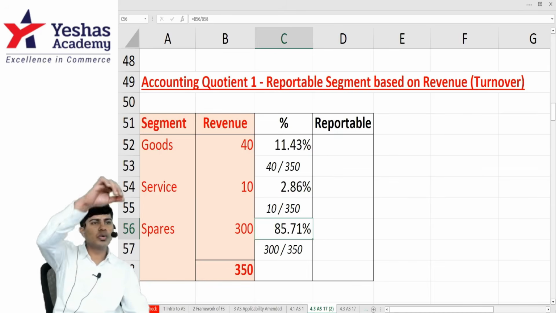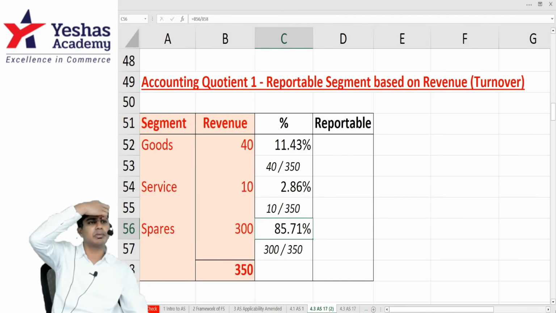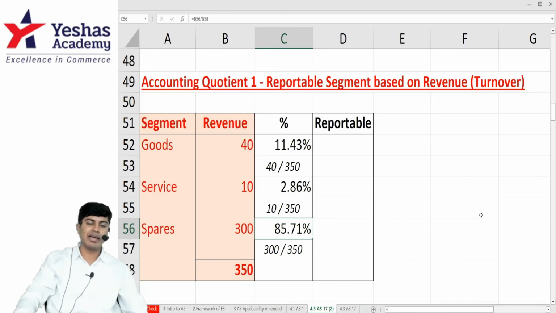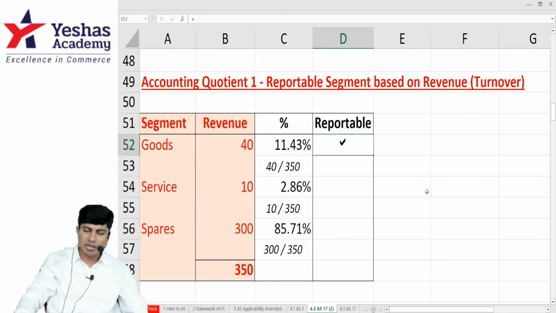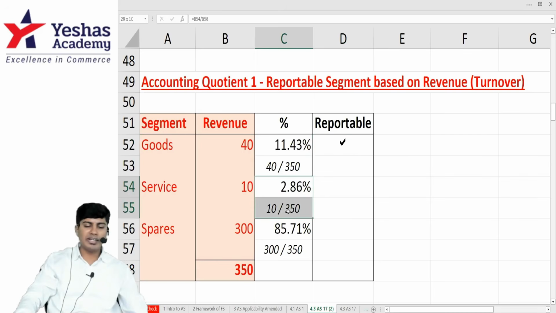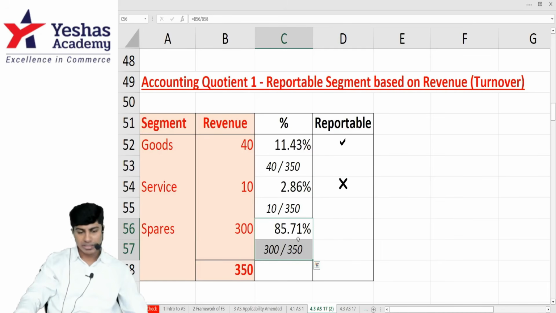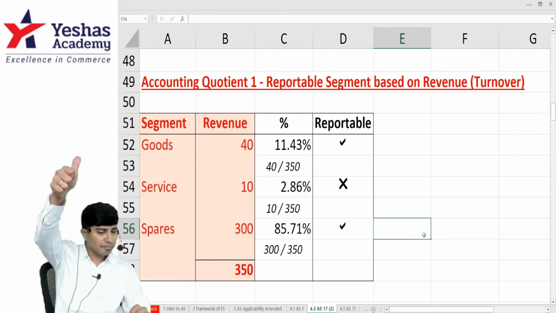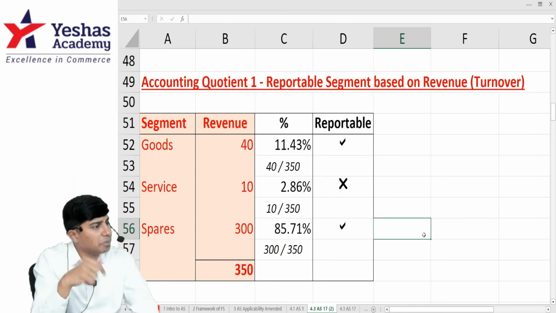85.7. Now tell me, how do we tell whether a specific segment is reportable or not? If the turnover from this segment is greater than or equal to how much? Very good. Is 11.43 greater than or equal to 10? Yes. So it is a reportable segment. Is 2.86 greater than or equal to 10? No, this is not a reportable segment. Is 85.71 greater than 10? This is a reportable segment. So what is the conclusion? Goods segment and spare part segment are reportable segments.